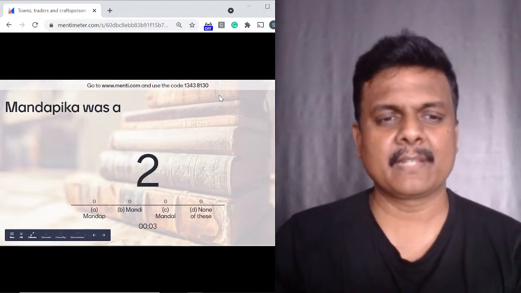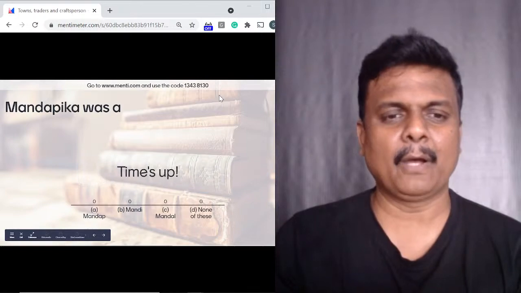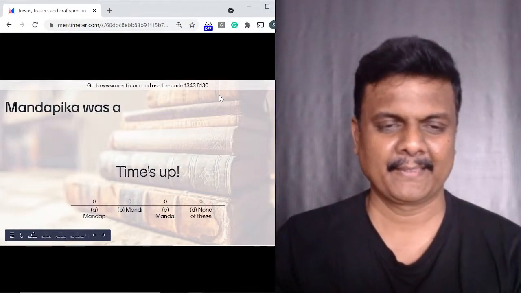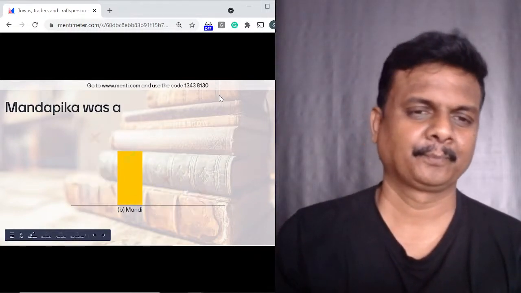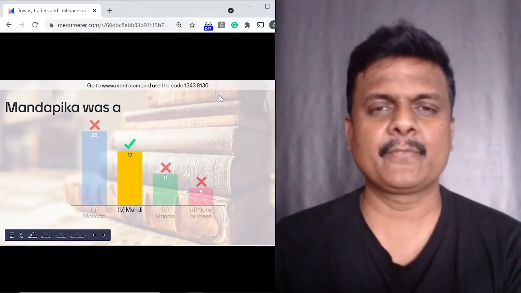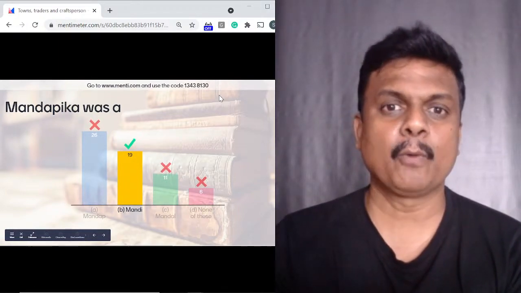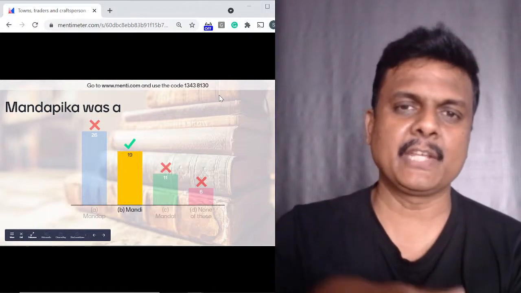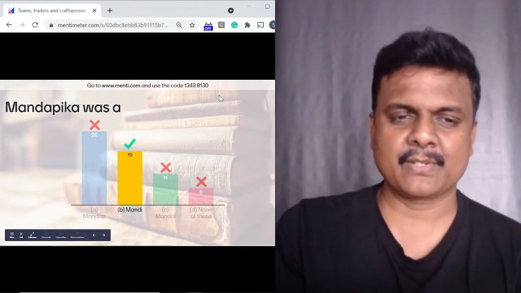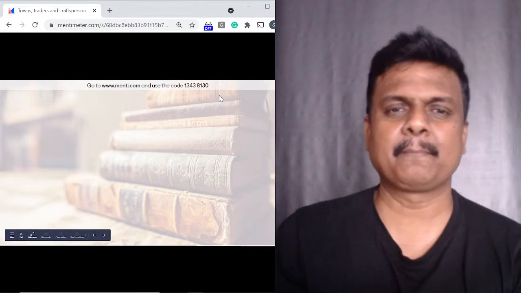So guys, what is it? How many of you said Mandap? How many of you said Mandi? The last one which we spoke about, remember? A small network of towns, mandis, exclusive streets for craftspeople.